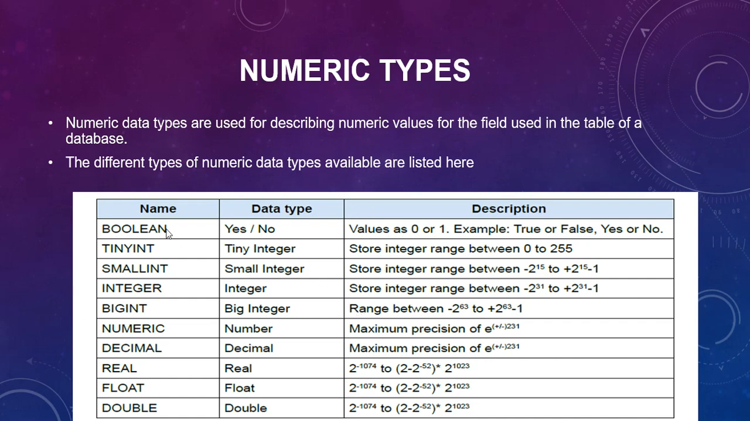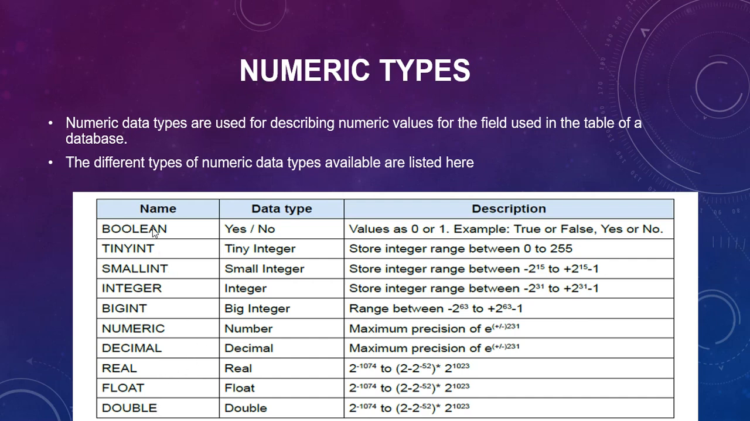The types are Boolean, tiny int, small int, integer, big int, numeric, decimal, real, float, double. Based on the database requirements, we can use these numeric types in the table.